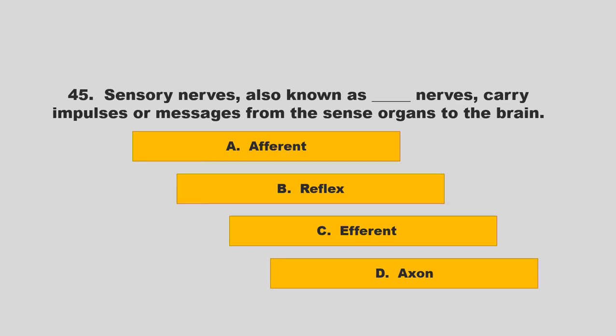Sensory nerves, also known as blank nerves, carry impulses or messages from the sense organs to the brain. Afferent, reflex, efferent, axon. If you chose A, afferent, you are correct.